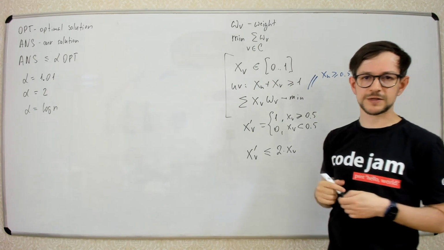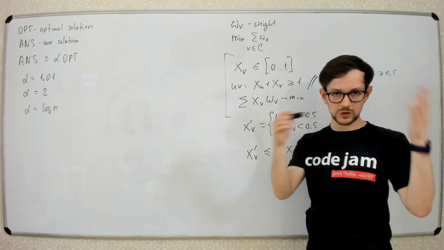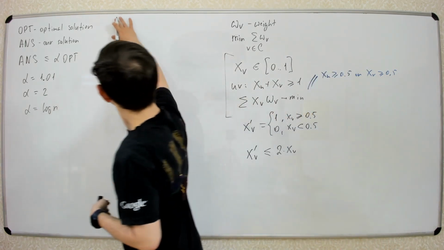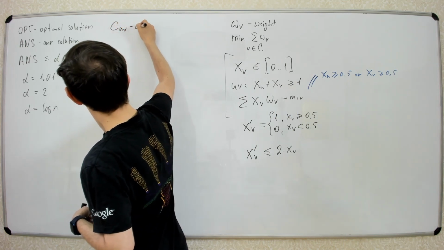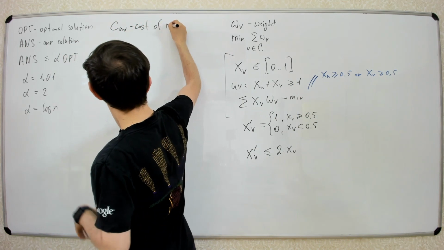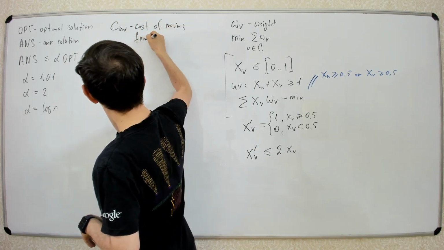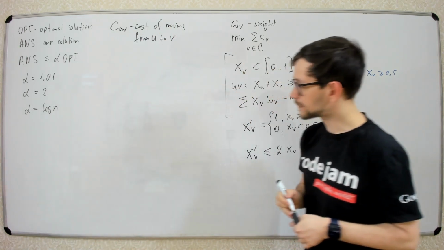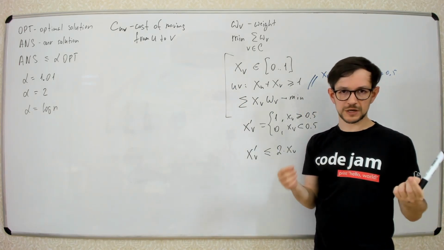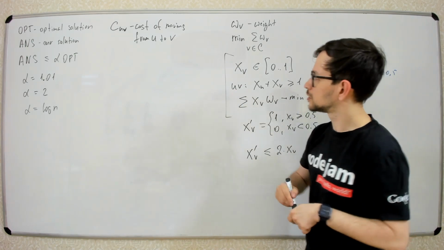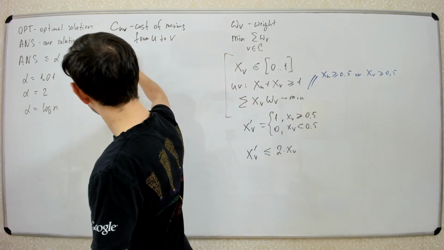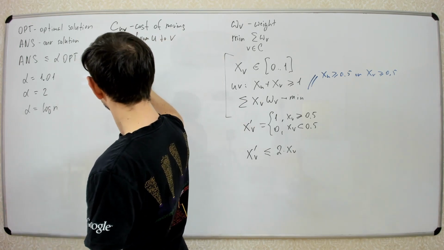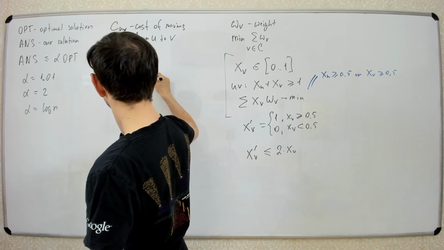Let's say we have a full graph of n nodes, and we have some costs of moving from one node to another. C_UV is the cost of moving from U to V. We want to visit all the nodes exactly once and minimize the total distance. So we want to build some permutation P1, P2, and so on, Pn, and minimize the sum of C(Pi, Pi+1).